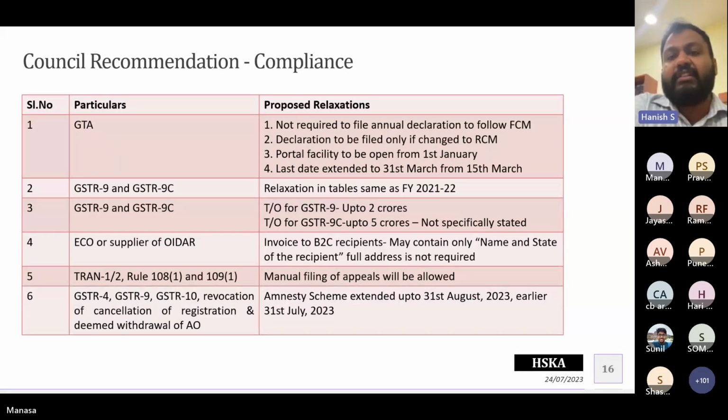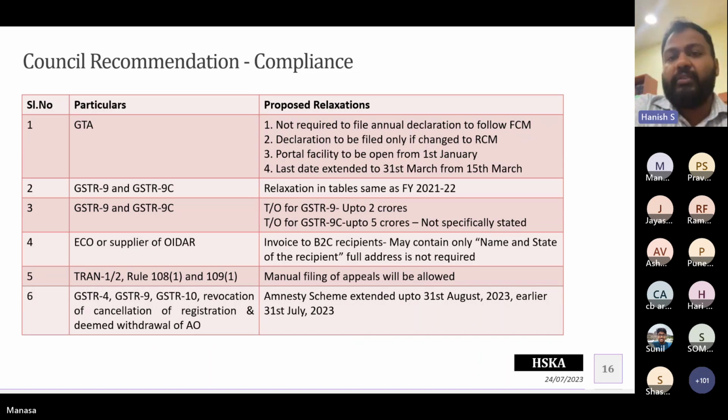Then TRAN credit, there is an issue where orders are being issued for rejection of credit. The assessees or the taxpayers are not able to file the appeal, so there will be some changes made in the procedural aspects so that they allow filing of appeals manually as well.